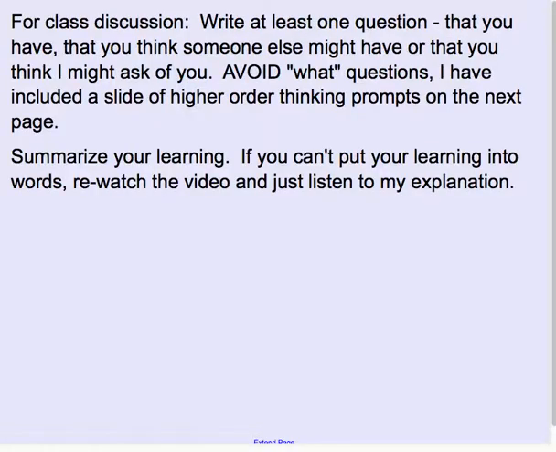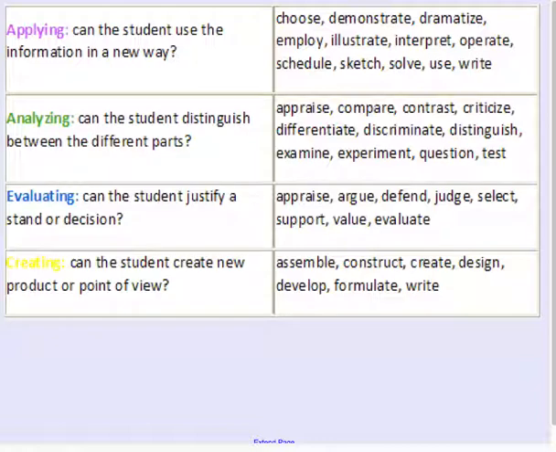We're going to do something a little bit different than what you tried before. What I want you to do is write your questions and summaries. And we're going to spend some time in class focusing on these higher order thinking questions and how to truly summarize what we learned. If you can't put your learning into words, then you need to rewatch the video. You've already taken the notes, so what you need to focus on is listening to my explanation and making sense of it. And some of the higher order thinking questions you could use are on this page. What I want you to avoid are the what questions. That does not get at the deep understanding of the material that I'm looking for.